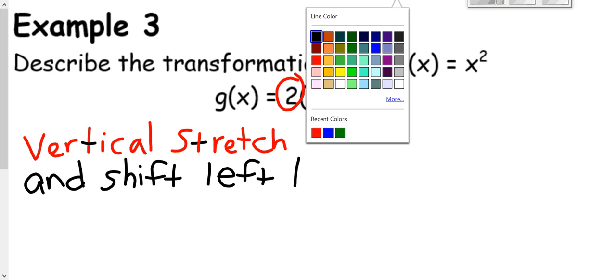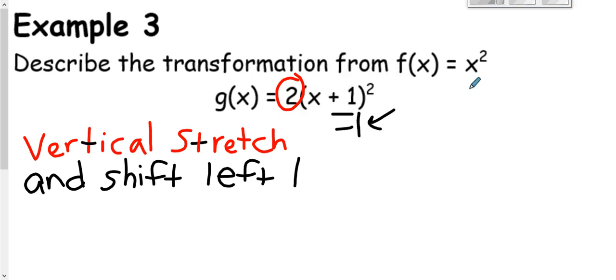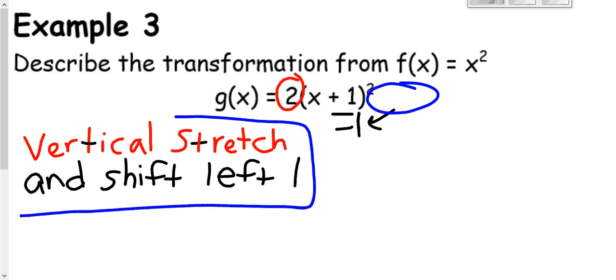Now if you notice, we don't have a k value here. Okay, there's nothing on the outside, so I don't have to worry about transforming my k value. I don't have to move anywhere up or down. So our description here in words is that we have a vertical stretch and we are shifting left 1. Let's look at example 4.